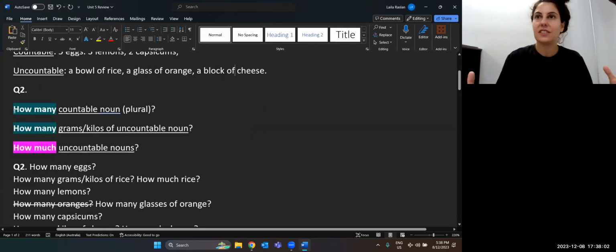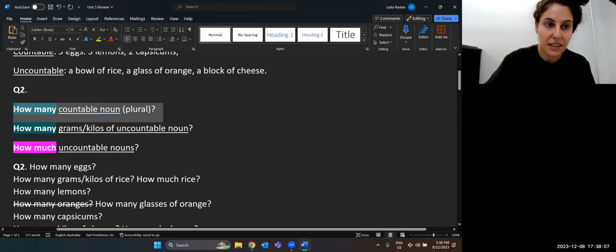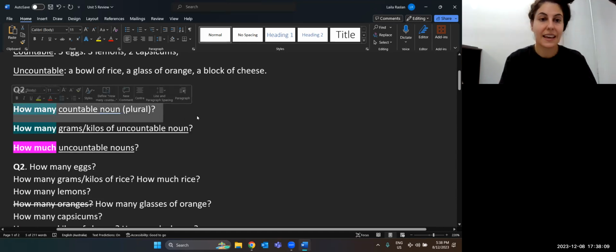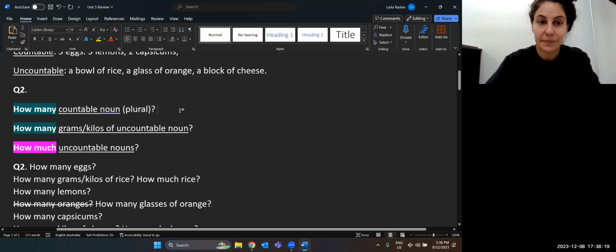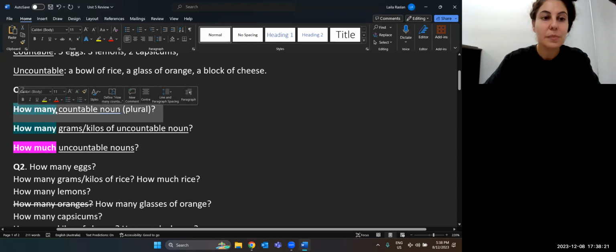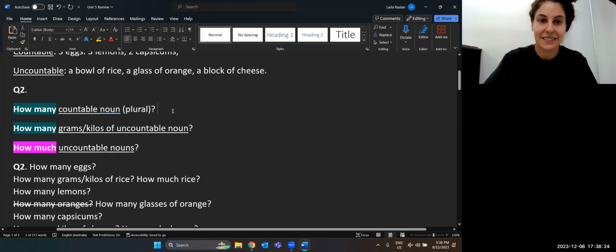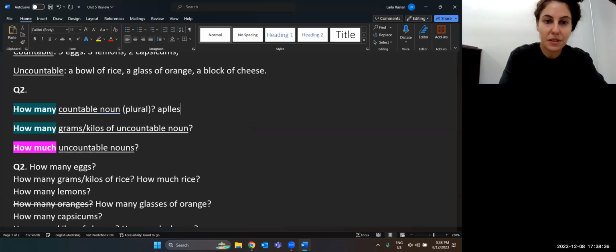Now, how many do you want is used for countable nouns in the plural. So for example, we know apples is a countable noun. So how many apples do you want? Because it's plural. How many apples do you want? How many bananas do you want? How many lemons do you want? Okay, so with countable nouns in the plural.